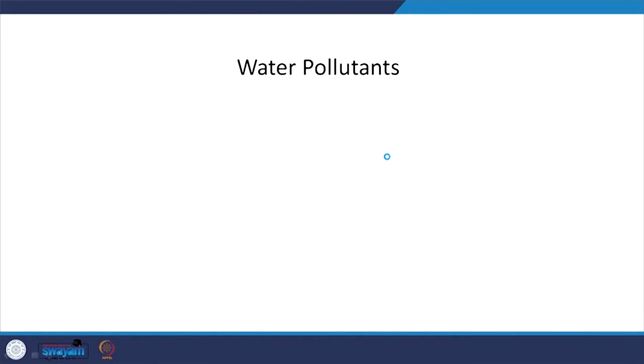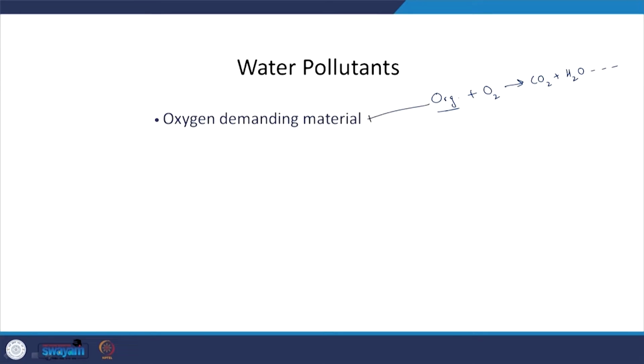So, water pollutants, we talked about a few aspects. Obviously, organic matter. Organic matter can be oxidized by microbes in the presence of oxygen to CO2, water and other byproducts, let us say. So, we are concerned with organic matter, but we do not directly measure it. There are ways to measure it, but we do not directly measure it. We measure it in terms of oxygen demanding material, right.